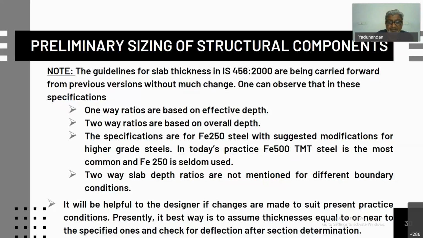So it will be helpful to the design if changes are made to suit the present practice conditions. At present, it is best to assume the thickness equal to or near to the specified ones. Check for deflection after the section determination, after analysis. Or you can use the ACI code for guidance, but still, if you are not using the BIS code values, you have to check for the deflection and make sure the deflection is within the specified limits.